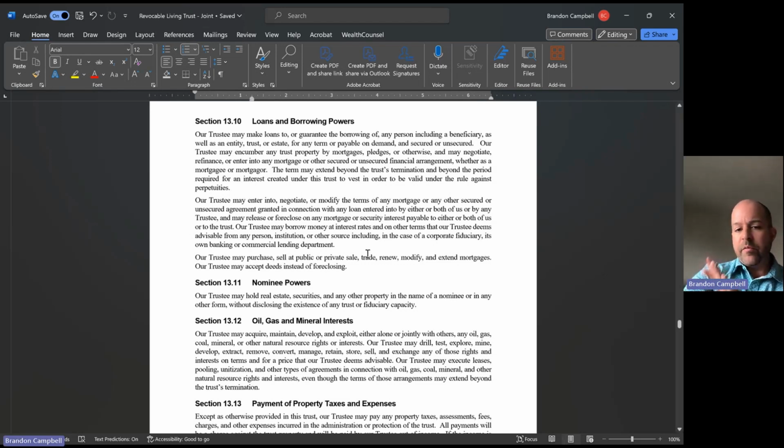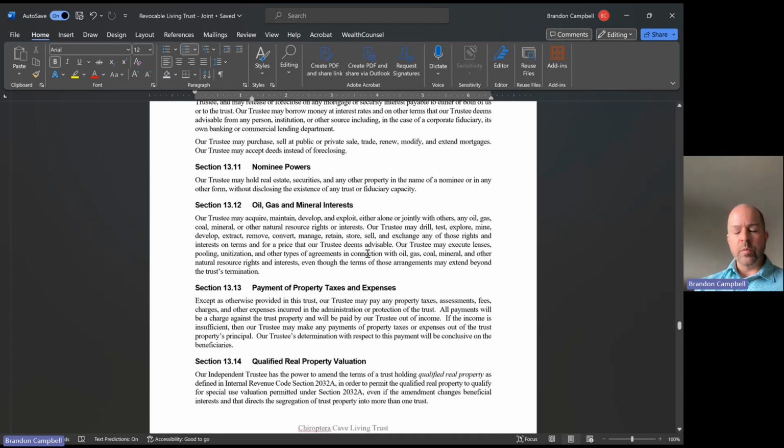Nominee powers, this is a fairly specific and kind of attenuated issue. There are assets that exist where legally the asset actually has to be placed in the trustee's name rather than in the trust name as a whole. It's a distinction, but kind of an important one. An example is, I believe it's Nebraska. Nebraska actually requires that real estate has to be held in the name of the trustee rather than the trust. So if I owned property in Nebraska, it would have to be titled Brandon Campbell trustee rather than the Campbell Living Trust. So this is just providing the trustee can do that if it's required of them to do that.